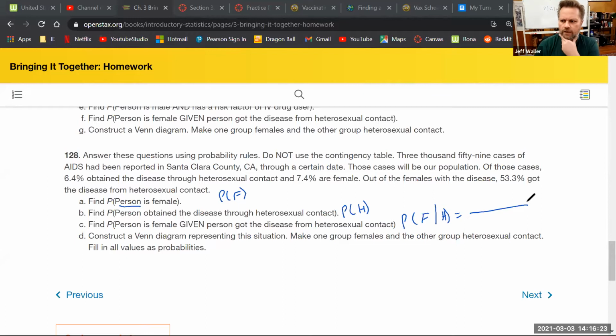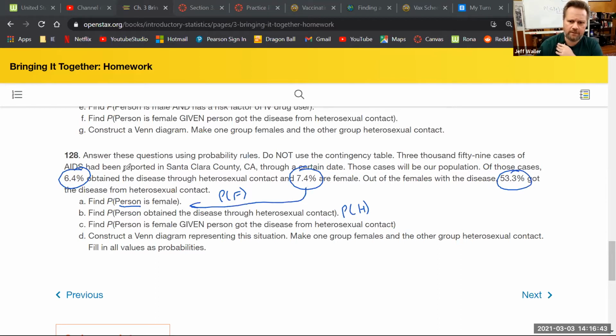Probability female times... wait. Sorry. Now I'm remembering this problem and I'm looking back at it. How many probabilities do they give you in the write-up? Three. Right? Here's the female. Here's the heterosexual contact. And what's this one? Out of females, given female, 53 got it from heterosexual contact. So this is heterosexual contact given female. Right? Oh, it just gives it to you.